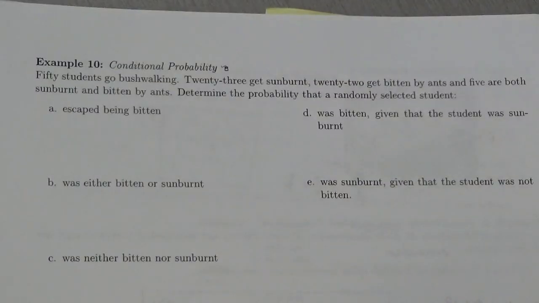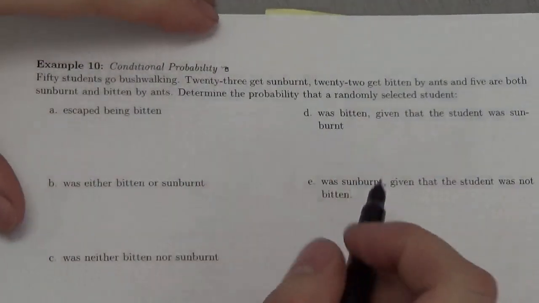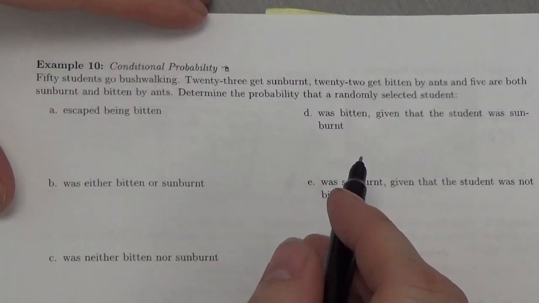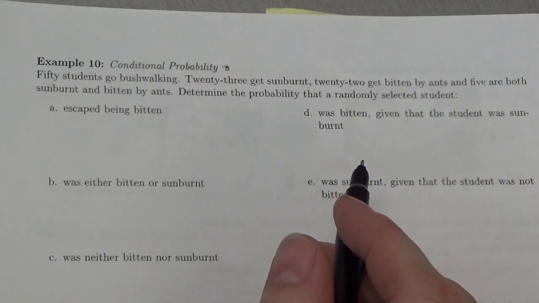Okay, so now for this question, we read that 50 students go bushwalking, 23 get sunburned, 22 get bitten by ants, and 5 are both sunburned and bitten by ants. It's a miserable little trip.